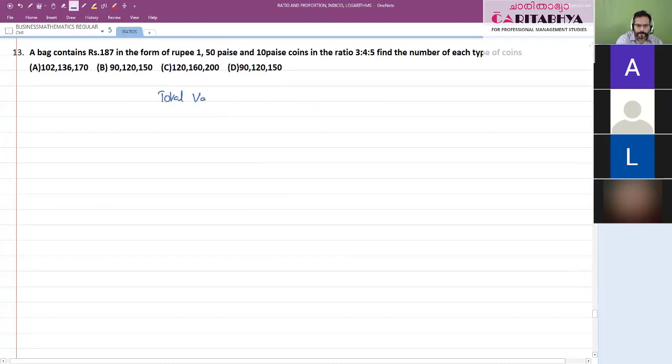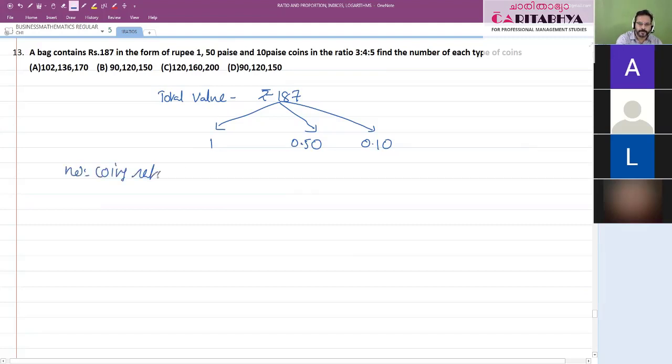Total value is rupees 187. The coins are 1 rupee, 50 paise and 10 paise. The number of coins is in the ratio 3:4:5. So the actual coins can be 3x, then 4x, 5x.